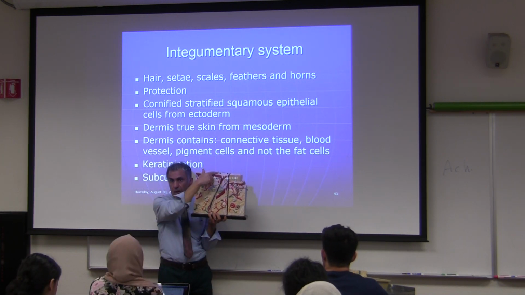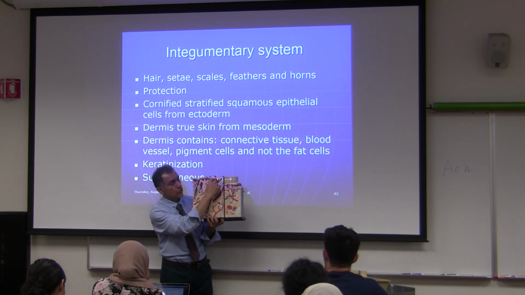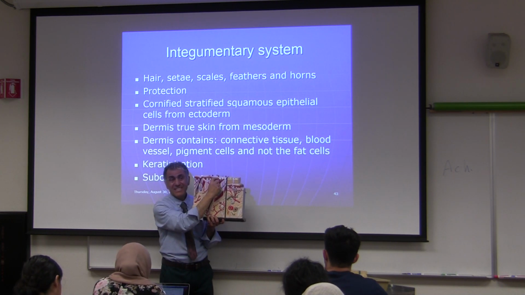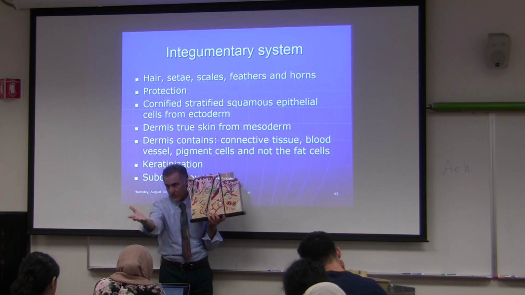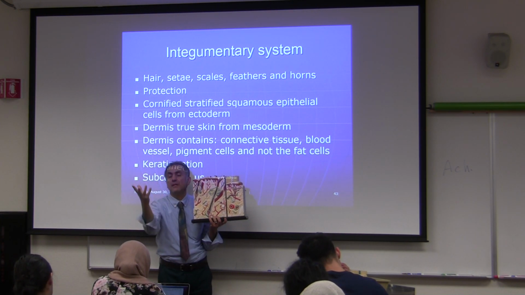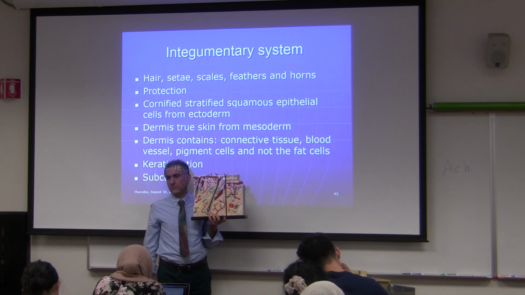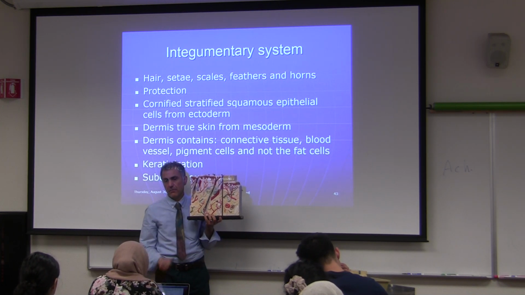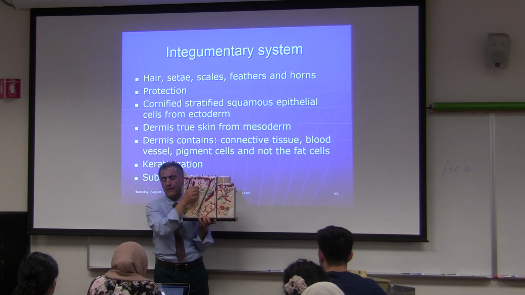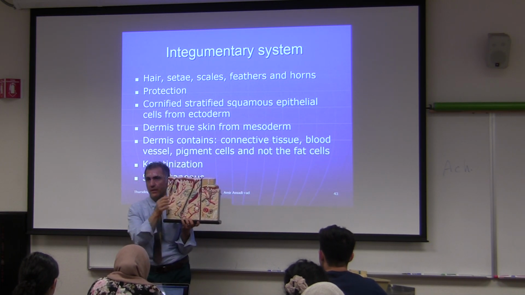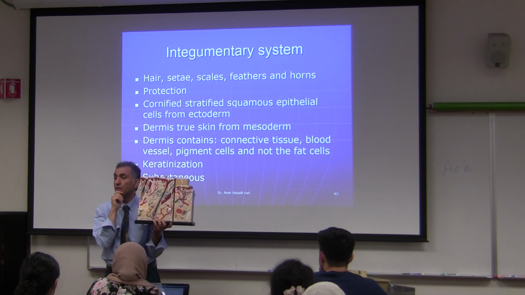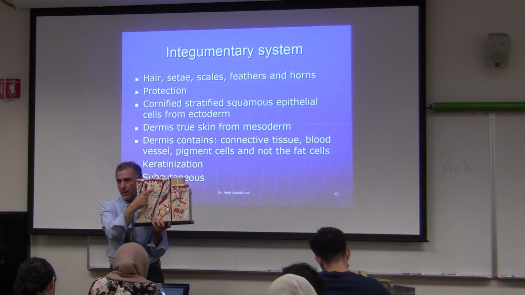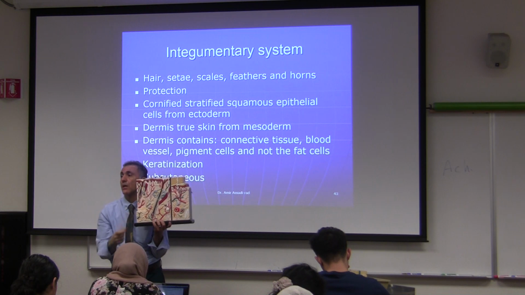Okay, so on top, when the cells reach the top layer, they die, and what is left of them is just a protein molecule called keratin. The process that I just explained is called keratinization. Another molecule you should know in here, the most common protein molecule in Mother Nature, is collagen. The protein molecule in the dermis is collagen.